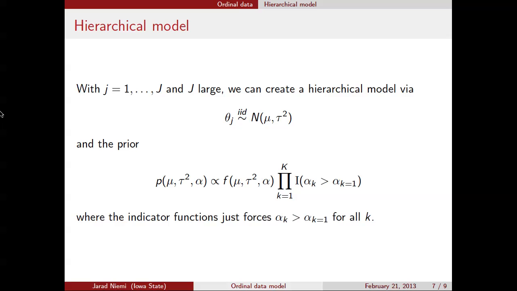So the key here is we built now a hierarchical model because we're not fixing mu and tau squared, we're estimating mu and tau squared by putting priors on them. Is it clear why this is a hierarchical model?